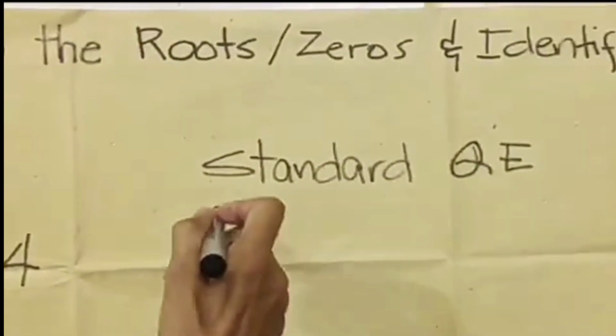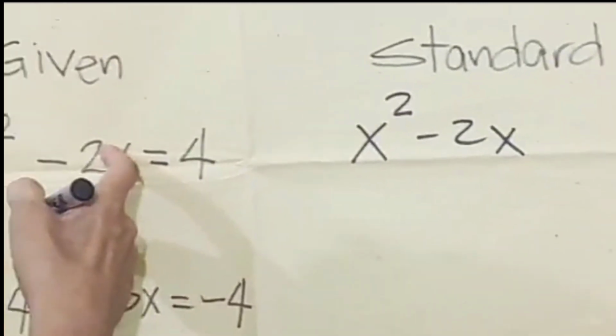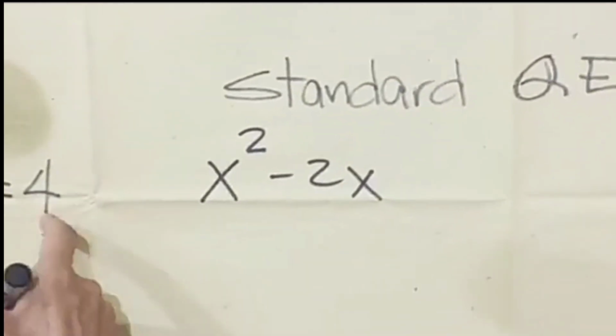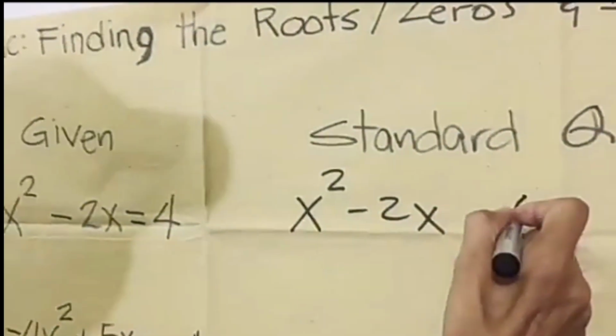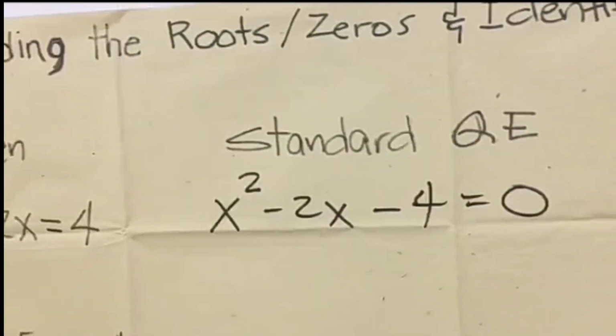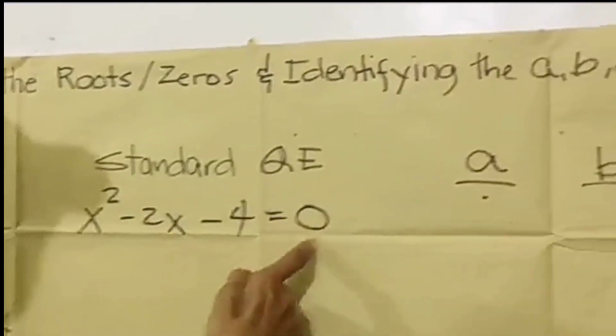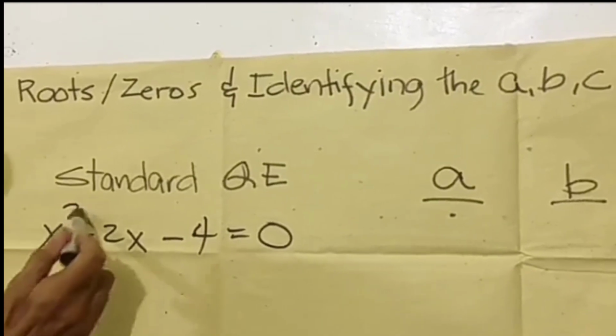x squared, negative 2x transpose. When we transpose the number to the left side, change the sign. Positive 2, negative 4 equals 0. Ito na po yung standard quadratic equation. Always equals to 0. And we have x squared.